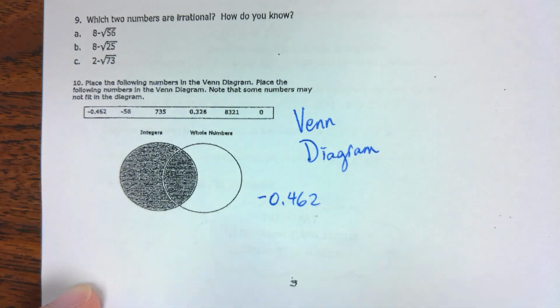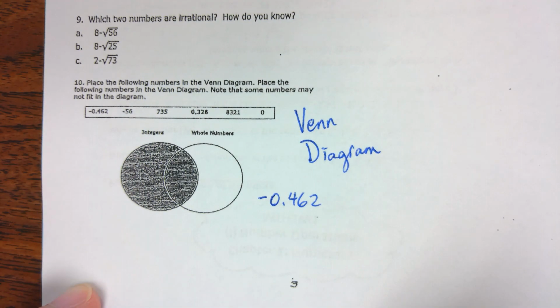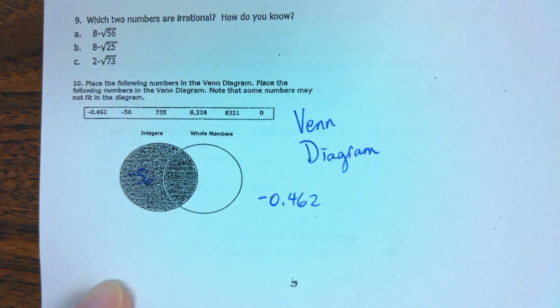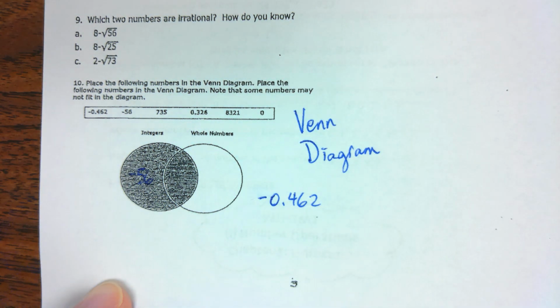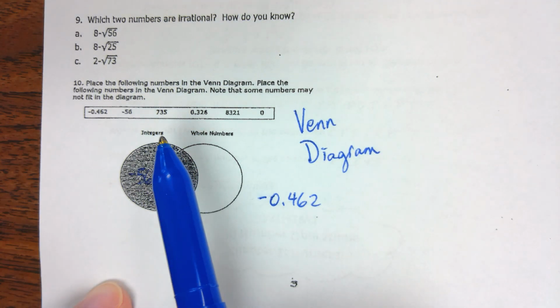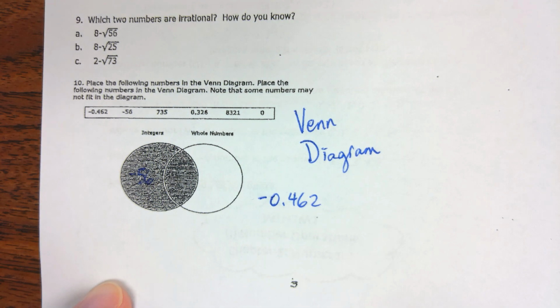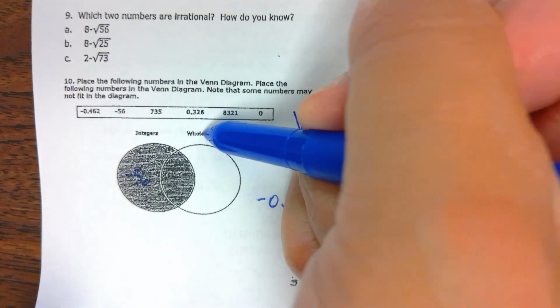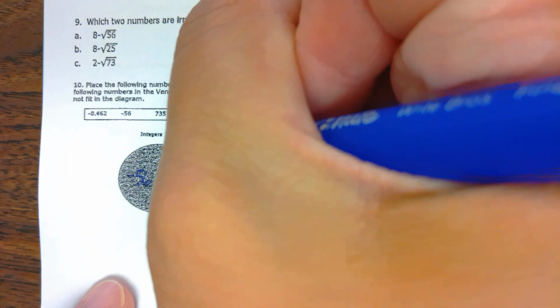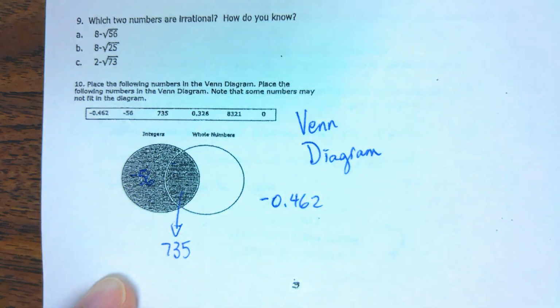So negative 0.462 goes outside. Right? Negative 56. It's a negative whole. It's a negative integer, so it's a right. So it's an integer right here. So negative 56. All right. I don't know why it's so dark. 735. Yep. In the middle because it's a whole number and it's also an integer. So it's in the middle right here. So I'll do that. 735. Right?